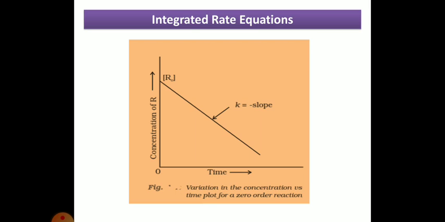The variation of concentration versus time is plotted in this figure. You will notice here the concentration of reactant versus time. Concentration is taken on the y axis and time on the x axis, and the slope we are getting is nothing but a negative slope. So this is the plot for that zero order reaction.